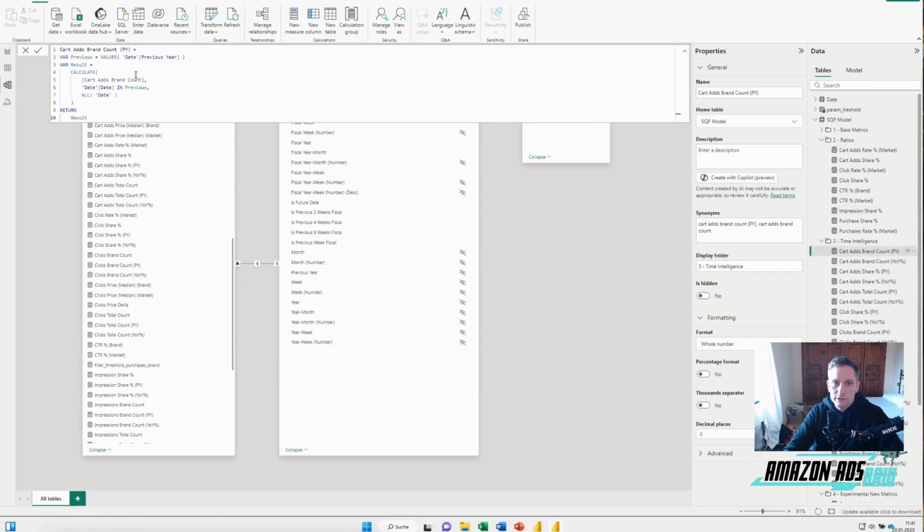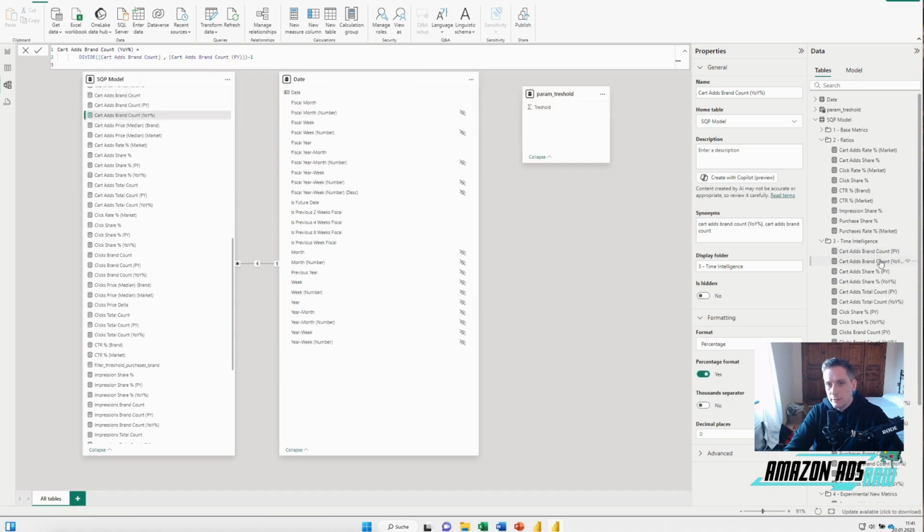So this metric is just looking at what my measure was last year, and then the year over year is basically this year divided by last year minus 1. That's the percent of change year over year. And I do this across all important metrics, not across all metrics, but across the important ones: impressions, impression share, purchases, clicks and cart ads, at least on some of these metrics.